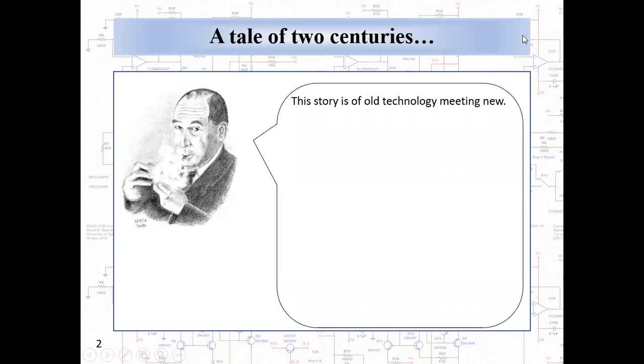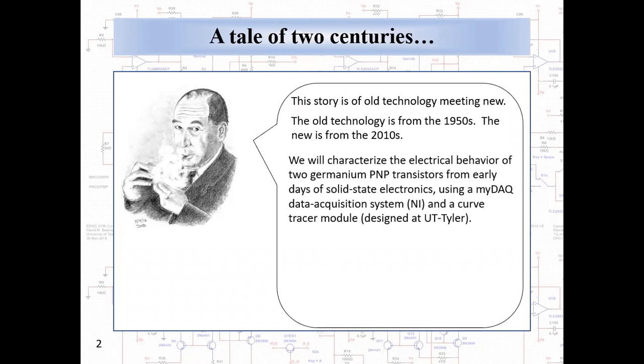Today's presentation might be called A Tale of Two Centuries, because it's a story of old technology meeting new. The old technology comes from the 1950s, and the new is from the 2010s. We're going to characterize the electrical behavior of two germanium PNP transistors from the early days of solid-state electronics. And we're going to do this using a myDAQ data acquisition system manufactured by National Instruments and a curve tracer module which was designed and constructed at UT Tyler.